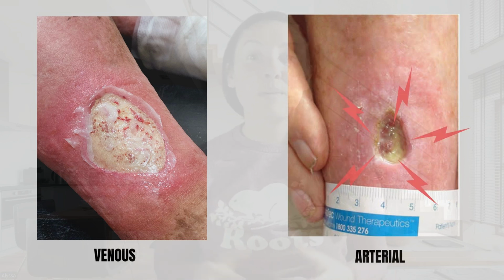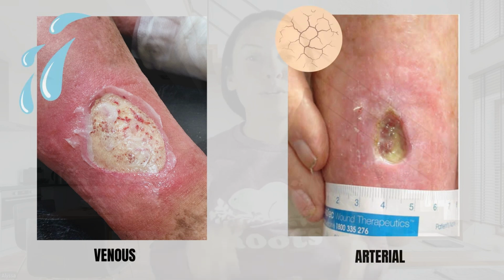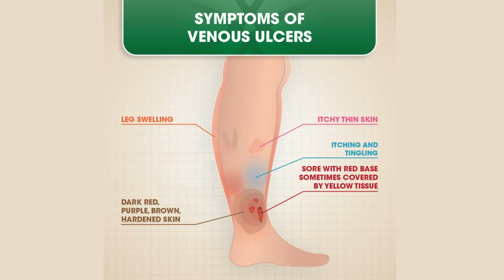Venous ulcers tend to be less painful, except when they're infected, while arterial ulcers are often quite painful, especially when the legs are elevated, and this is due to the reduced blood flow. Venous ulcers produce a lot of drainage, often thick and yellow, while arterial ulcers are on the drier side and don't produce as much exudate or drainage. The symptoms of both types of ulcers differ, and understanding these can help with diagnosis and treatment.